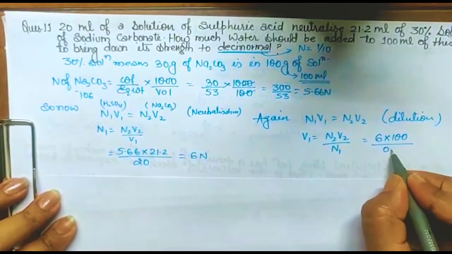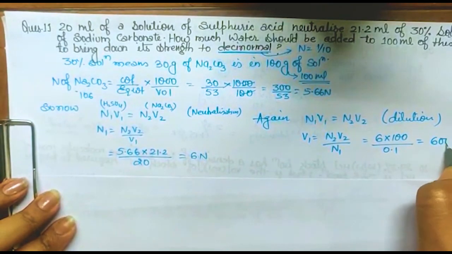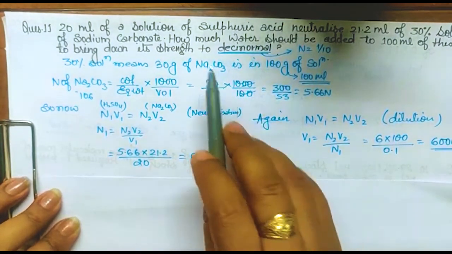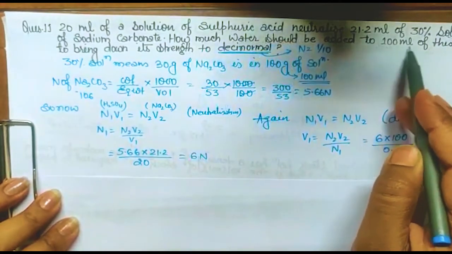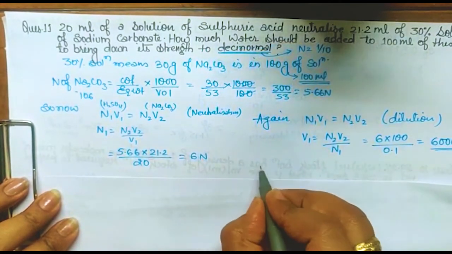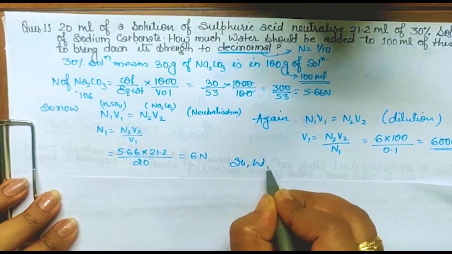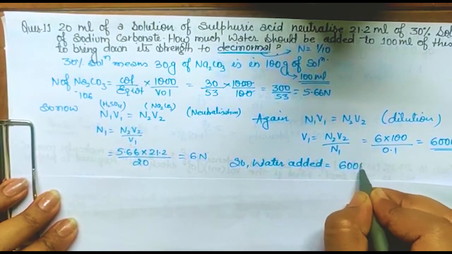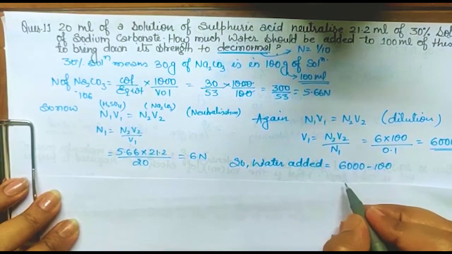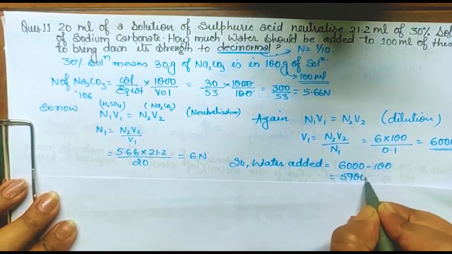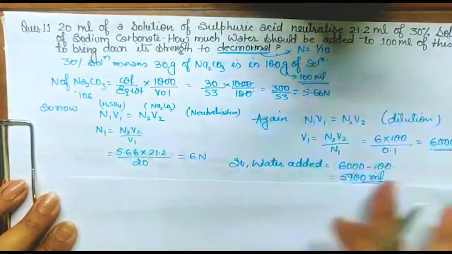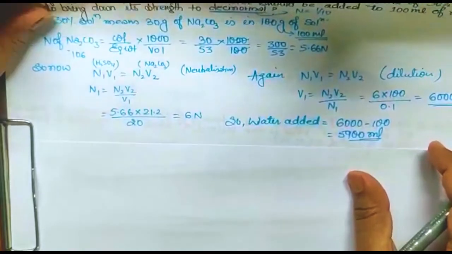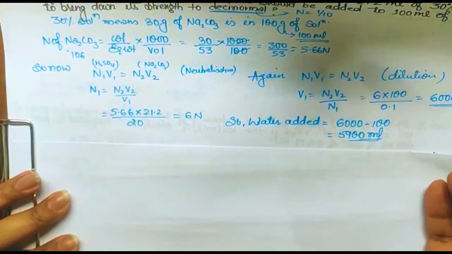And this N1 is given to bring this to decinormal, 0.1. You can write 1 by 10 as 0.1. So this is 6000 ml. So how much water should be added to it, since there was 100 ml already? So water added will be equal to 6000 minus 100, and that will be 5900 ml. Is this clear? Just pause the video and do it by yourself. You will get it. If you are not getting it once, watch it twice. You will get it.